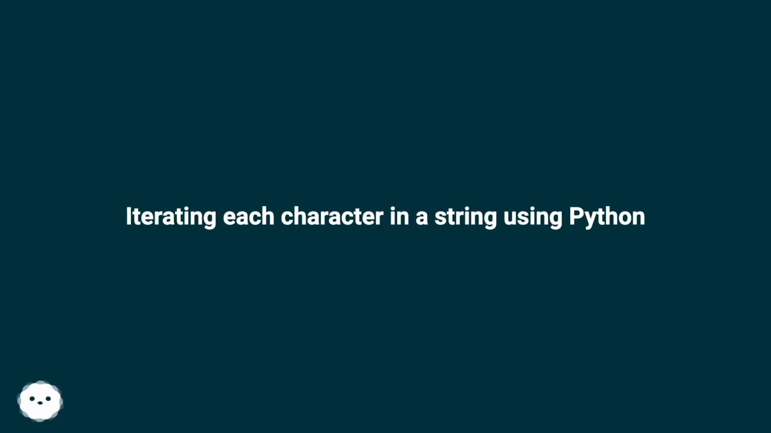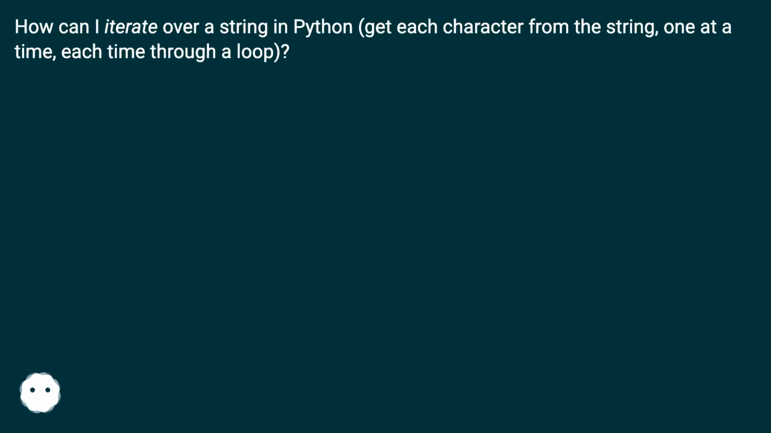Iterating each character in a string using Python. How can I iterate over a string in Python? Get each character from the string, one at a time, each time through a loop.